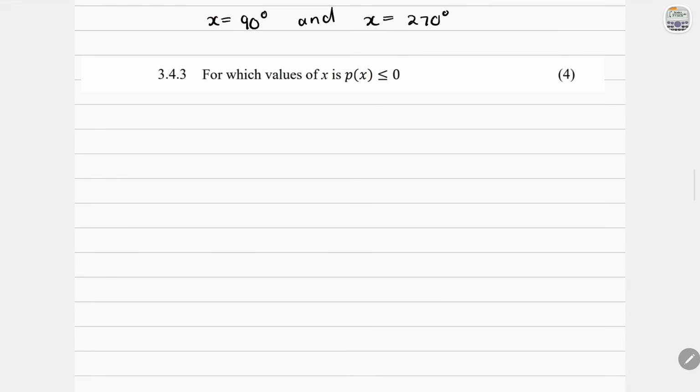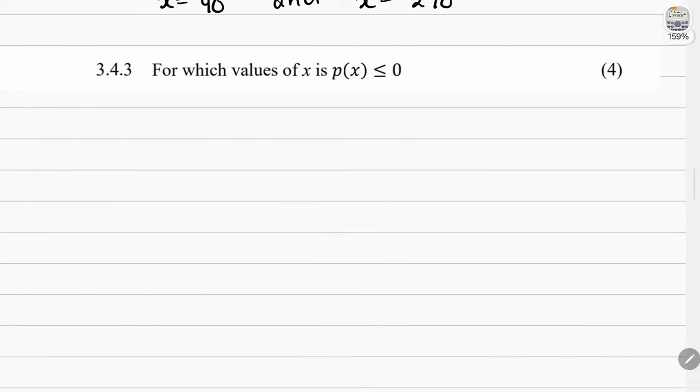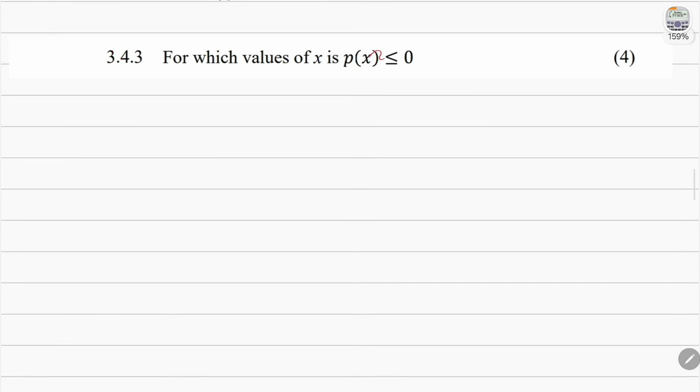Moving on to the next question. Question 3.4.3 says, for which values of x is p of x less than or equal to 0? Remember how p of x and f of x and g of x all just stand for y. So they're just saying, tell us where the y values of p are negative, where they are less than or equal to 0.